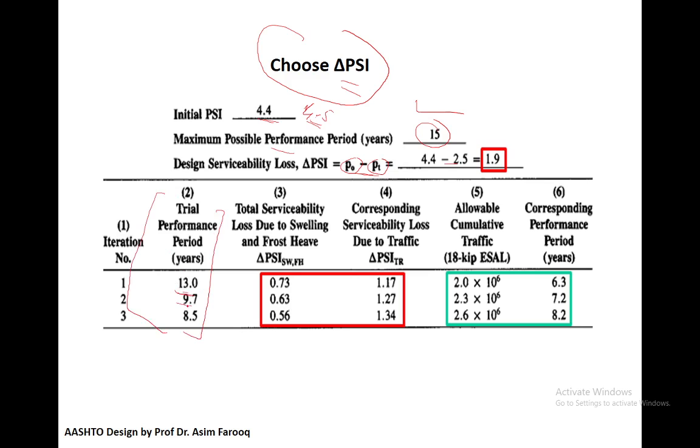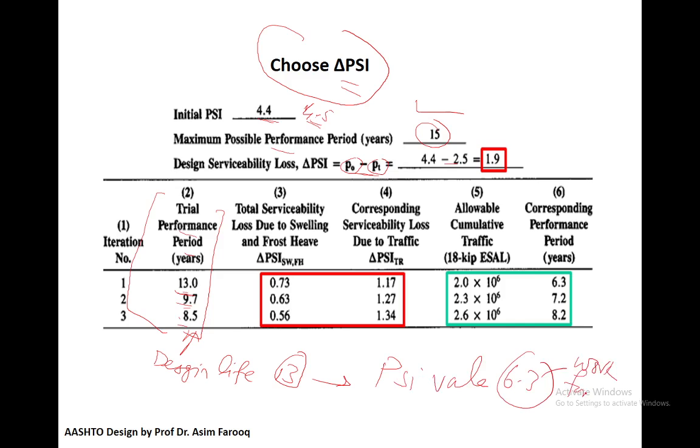As you can see here, we have different trial performance periods. For example, if you would like to do it for 13 years, or for 8 years, or for 9 years. So the total serviceability losses, which happen due to the swelling condition, we should also consider, and we should also consider the traffic condition. According to that, comparing with the ESAL value, we can select the corresponding performance period.